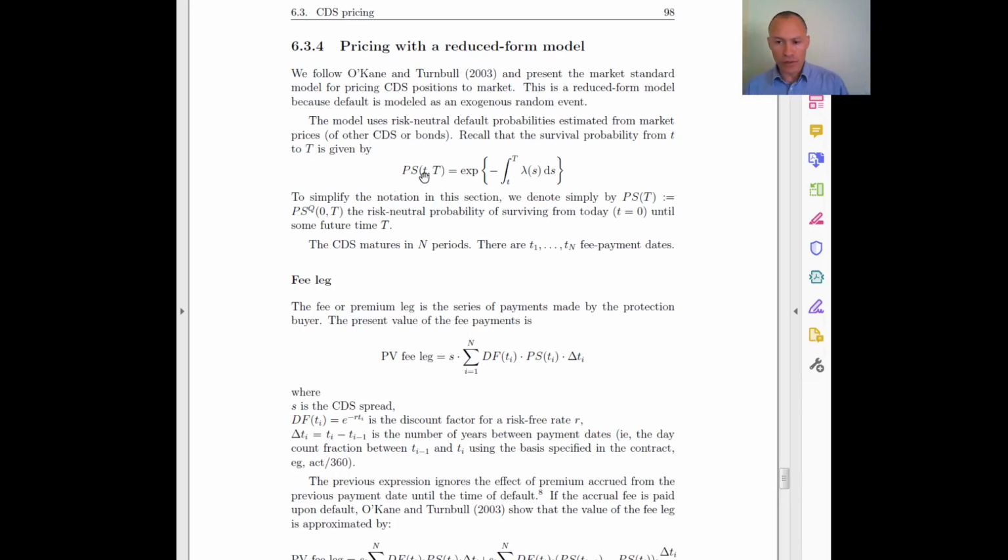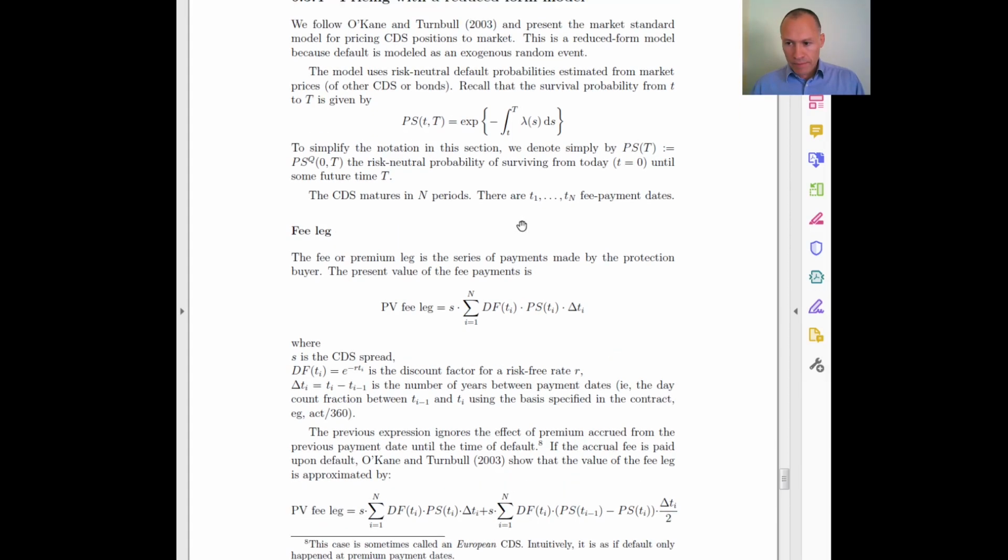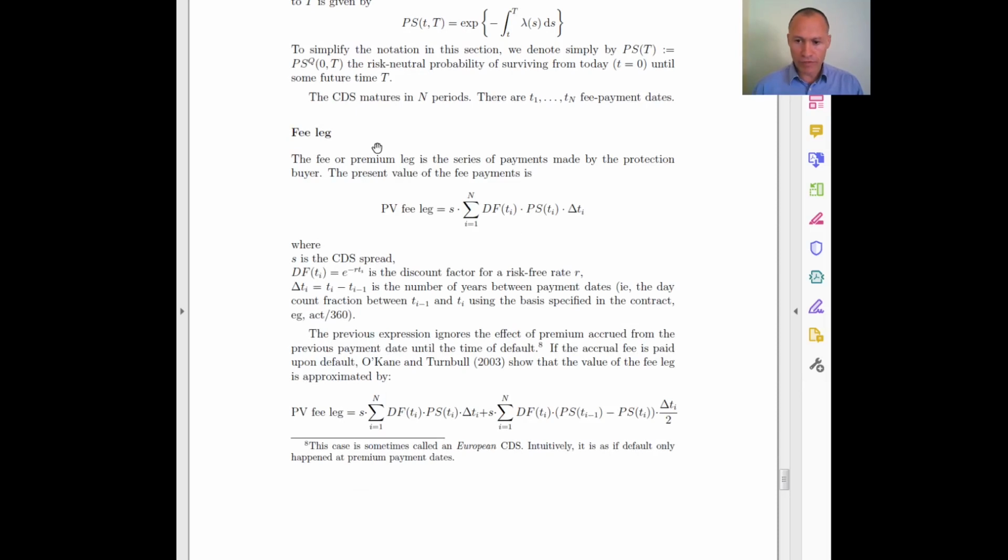All right, we are going to use exactly the same probabilities of survival that we defined before. This lambda is the hazard rate, again the risk neutral hazard rate. Let's start with the fee leg. The present value of the fee leg is just going to be the present value of the payments that happen while the underlying bond is still alive. We will pay a fee that is given by the spread of the CDS, which is in the end what we want to determine, times these factors here.